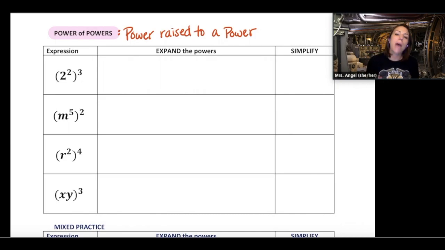So when we come to powers of powers, I like to work from the outside in. So that means I'm looking at this first one, 2 to the power 3, to the power 2, to the power 3.